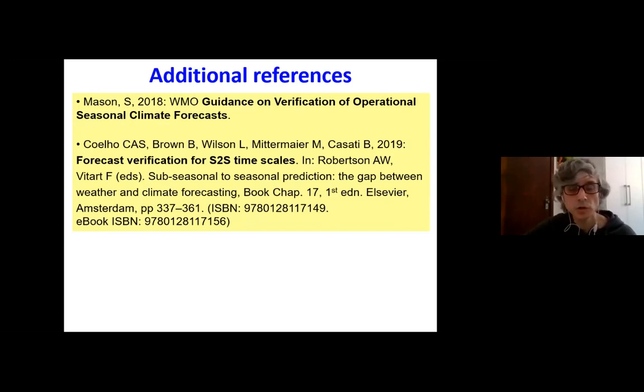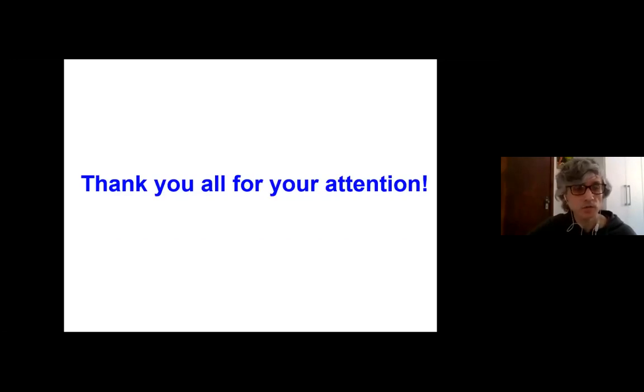And just as additional reference to the others that have been included in the presentation, I leave here also two other documents that I think could be useful. One is a guidance document for verification of seasonal forecasts that was produced by Simon Mason, and a book chapter that we wrote as a work from this working group on the verification on subseasonal to seasonal time scale that was published 2 years ago in a book of the S2S prediction project. So with that, I stop here and I'm happy to take questions.